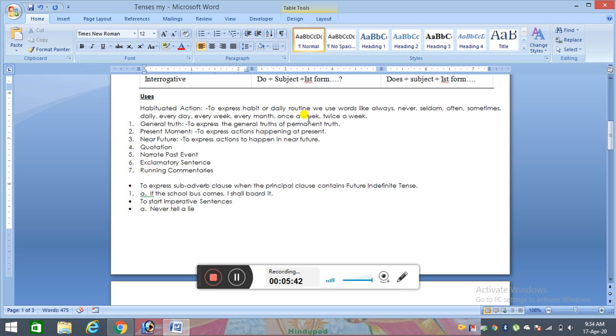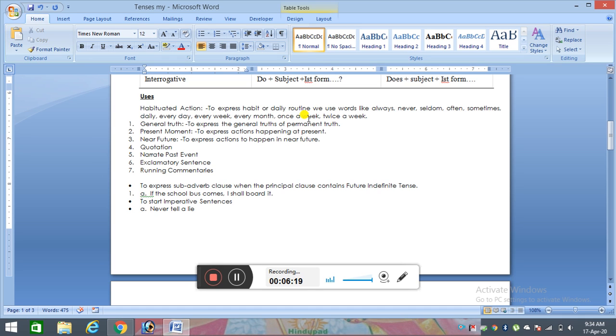So we have a few keywords to identify. What are they? Like always, never, seldom, often, sometimes, daily, every day, every week, every month, once a week, twice a week. What are we trying to say here? We are trying to say something about the frequency of that action, right? So how frequently you are habituated to do that.